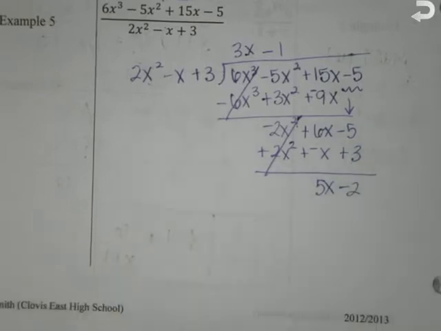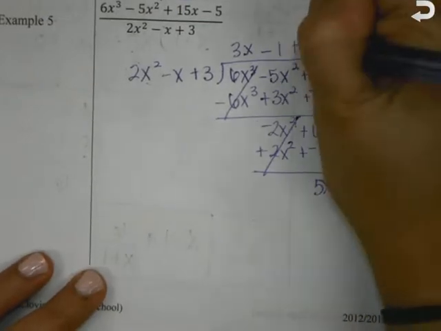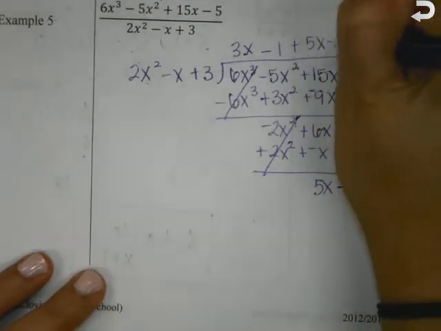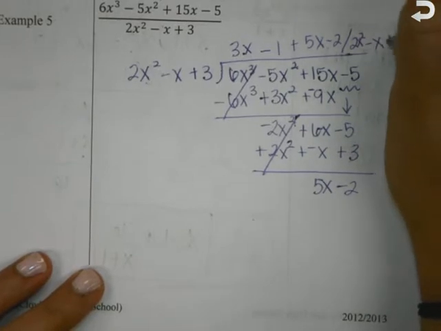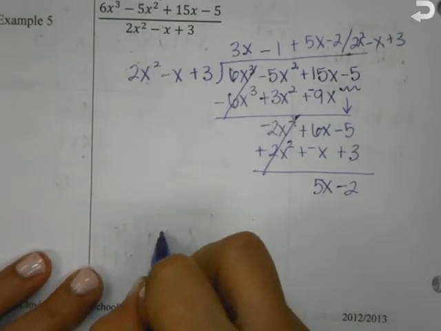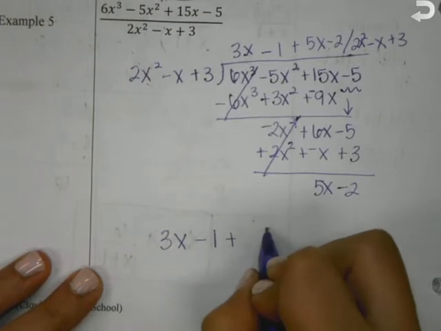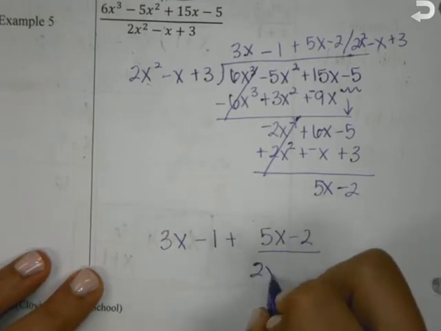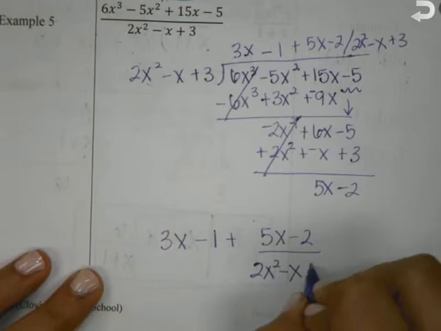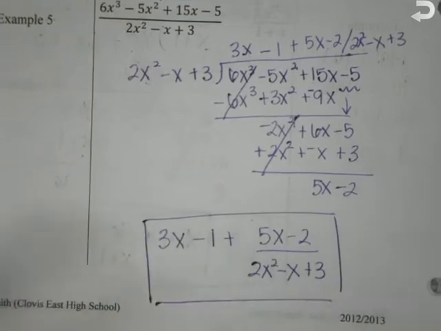So let's write that all out a little less cramped. 3x minus 1 plus 5x minus 2 over 2x squared minus x plus 3. So basically, all the steps are exactly the same as long division that we learned in 3rd grade, but now we're applying it to polynomials. So there's a little bit more to worry about, but all the steps are exactly the same. Okay?